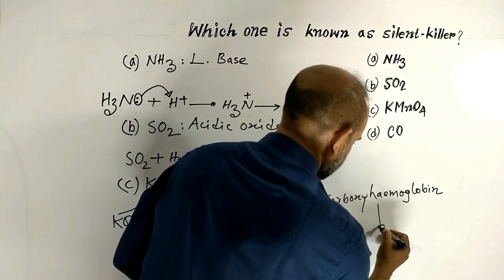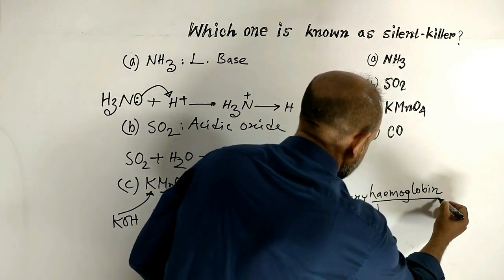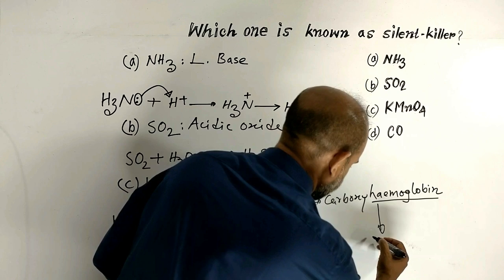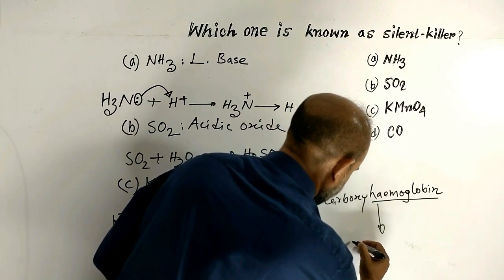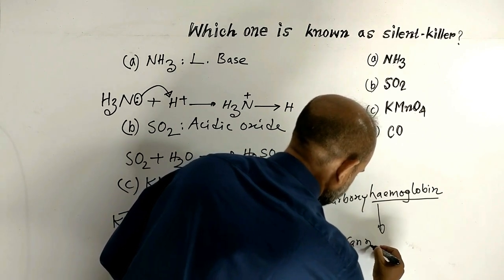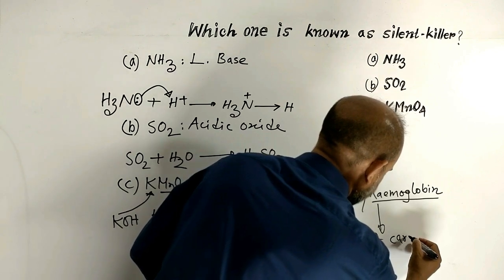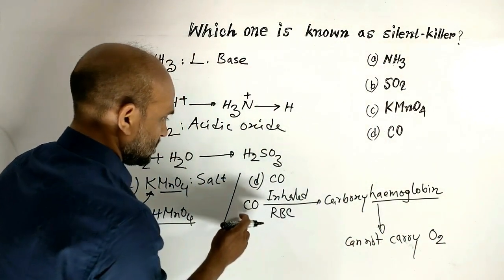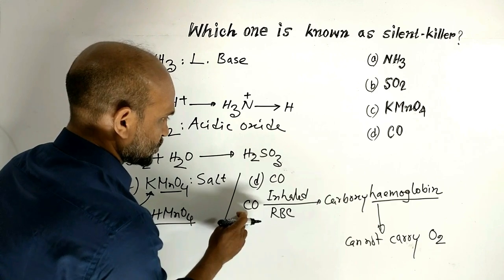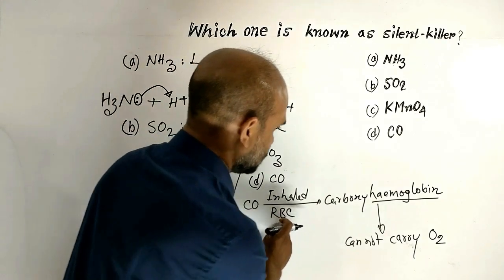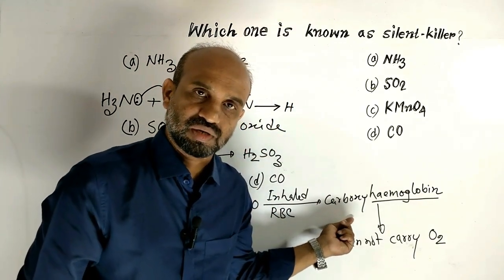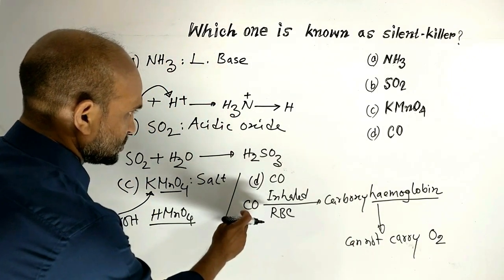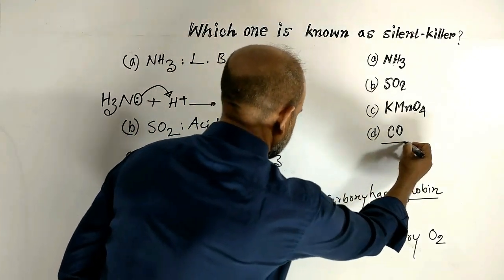Then hemoglobin loses its oxygen carrier characteristic. Then hemoglobin cannot carry oxygen, as carbon monoxide transforms hemoglobin to carboxyhemoglobin. That is why carbon monoxide is known as silent killer.